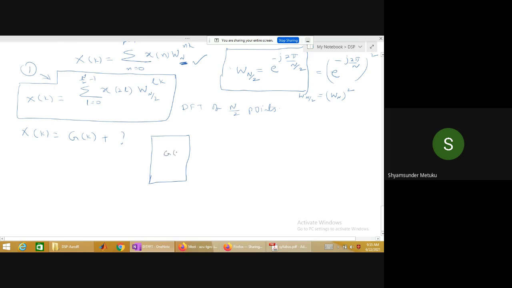Suppose this is g of k for me, where g of k is how many points DFT? N by 2 points. Okay. Now what are the input samples, time domain samples for this g of k? Even: 0, 2, 4, 6. Very good. X of 0, x of 2, x of 4, x of 6. The output is capital G of 0, capital G of 1, capital G of 2, capital G of 3. Can I write this way? Yes, sir, we can write. Okay, very good.